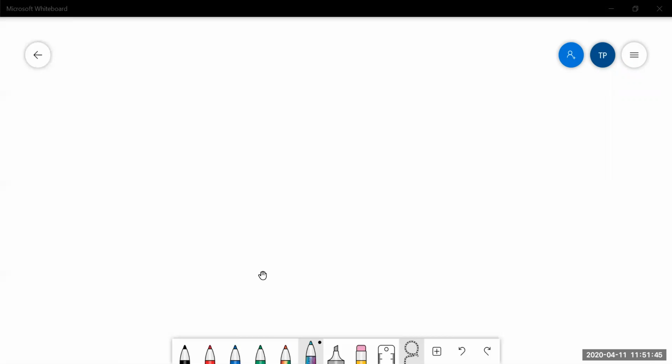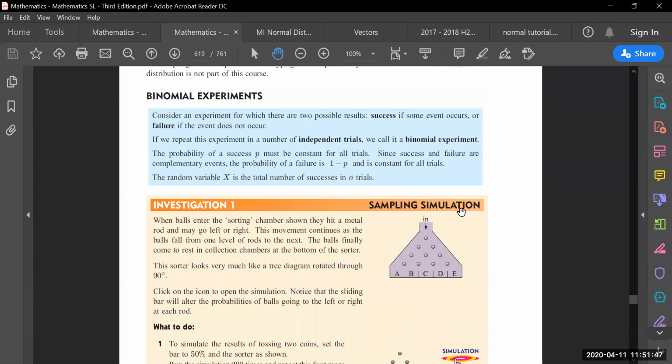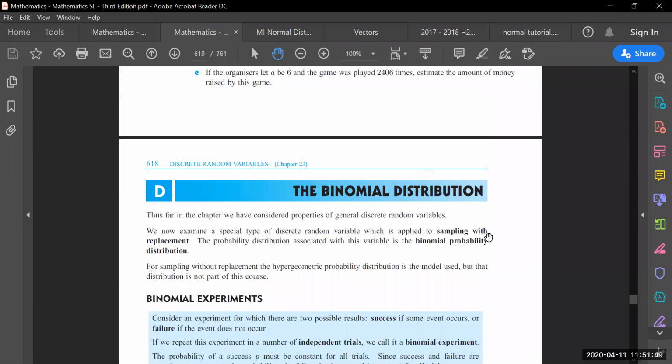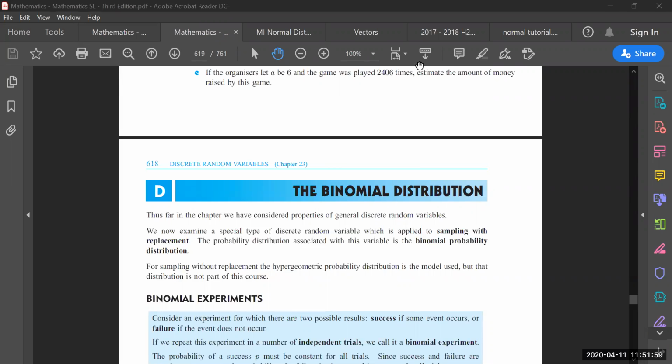Okay, now it's binomial distribution. For binomial distribution, we have not touched on this yet, right? And today we are going to this new topic. Firstly, let's go back to the whiteboard first.